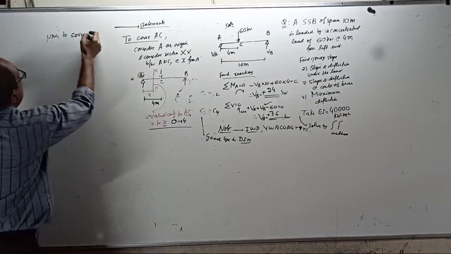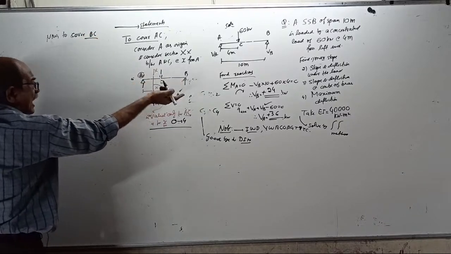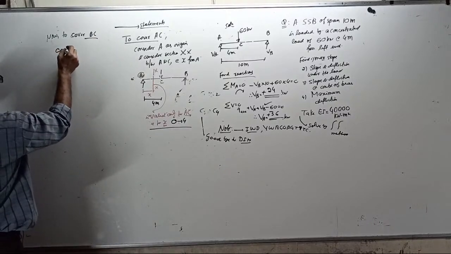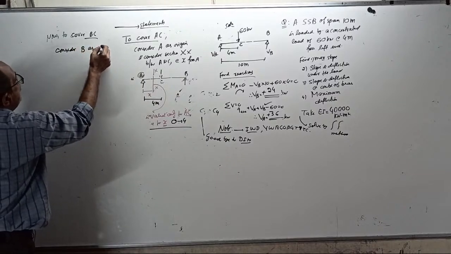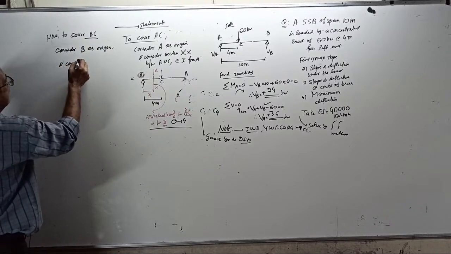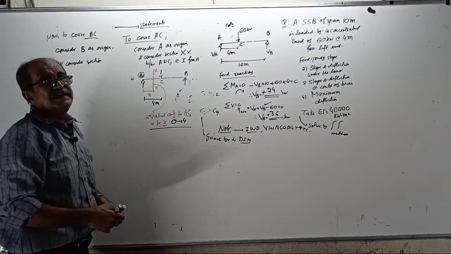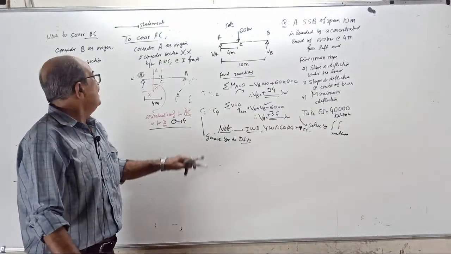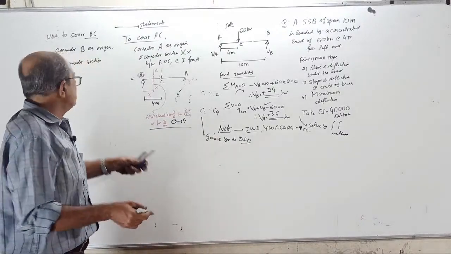Okay. To cover the BC portion, I start from that side, C to B, or I come from that side. To cover BC, consider B as origin, and consider section. Some people will say section YY. No, section is XX only. Some will call this X1, that X2. No, call it XX.